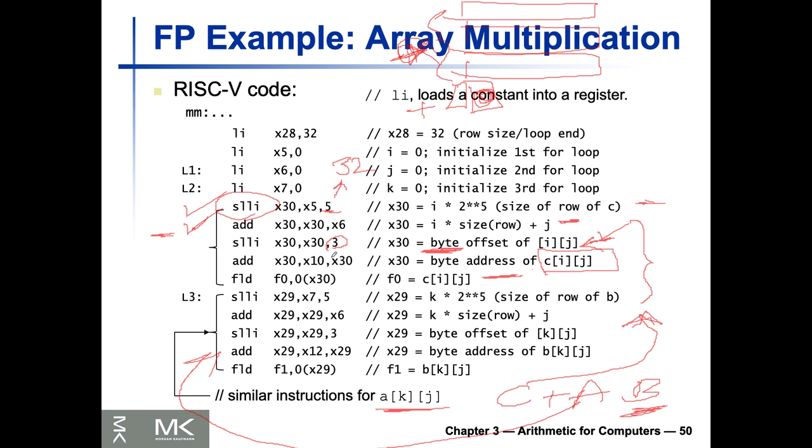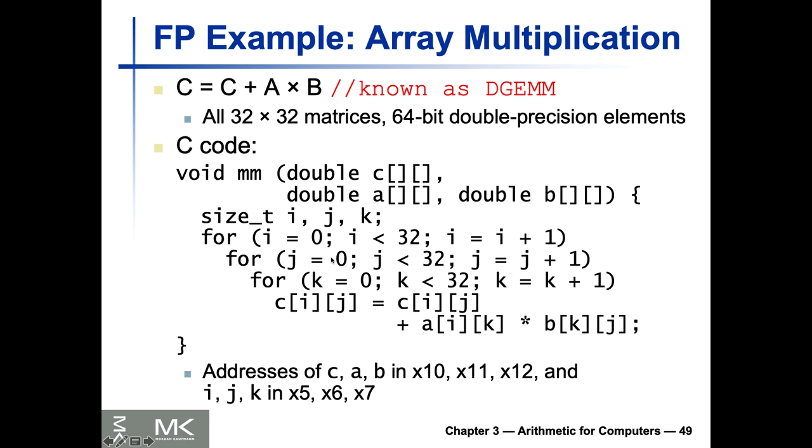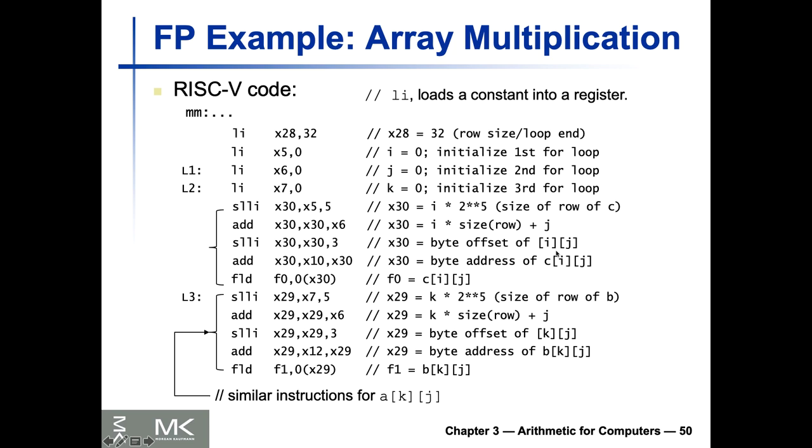Using the byte address, what's in X10 and X12? Where are we adding those two? What's in what register? X10 and X12. For the first one, when we're computing the byte address of C, X10, X11, and X12 are containing the addresses of C, A, and B, okay? Here. And I and J and K are in X5, X6, and X7. Okay?